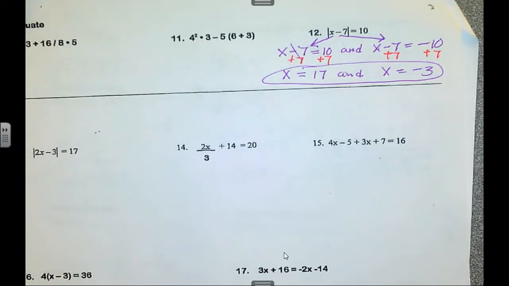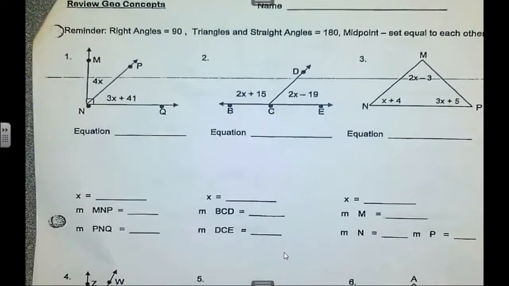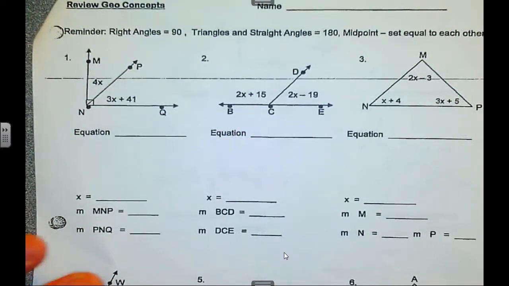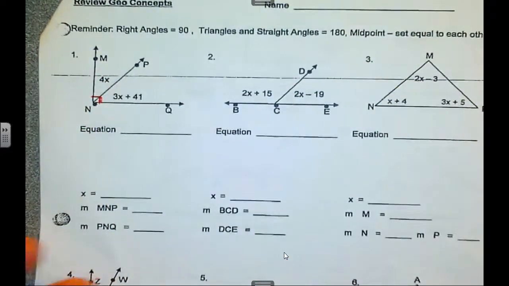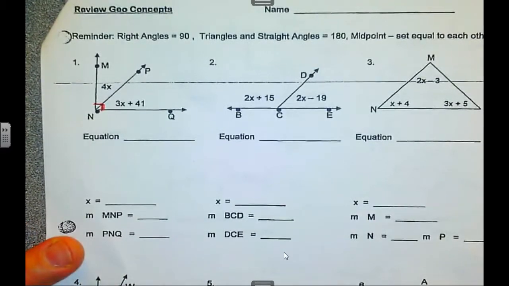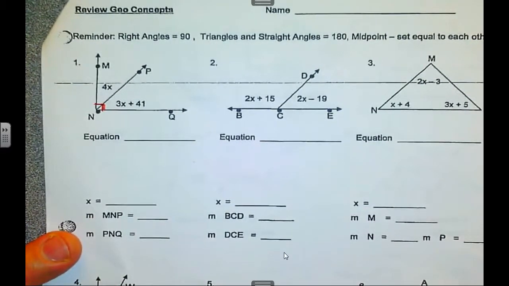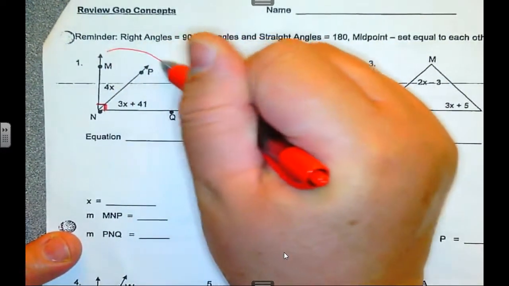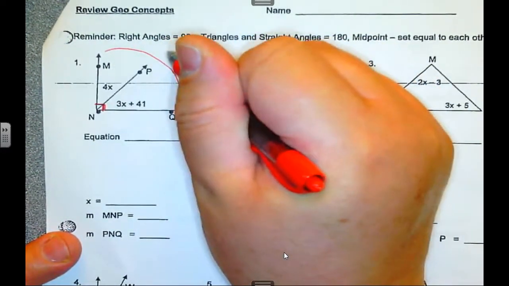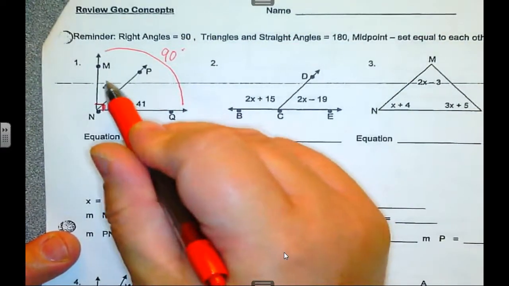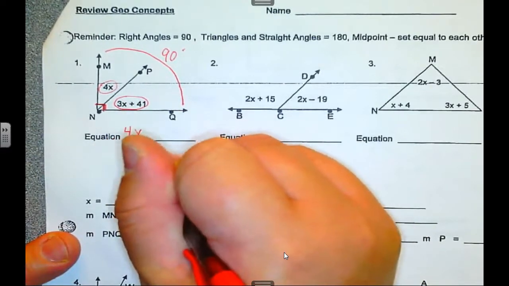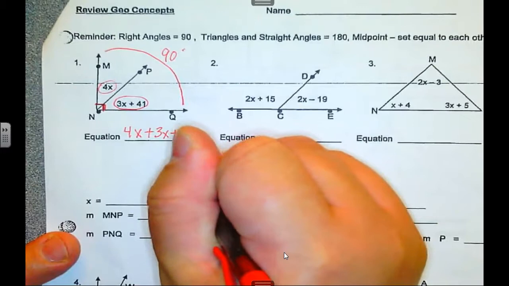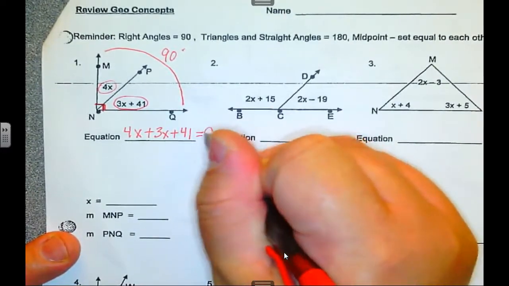Let's review a couple of the geometric concepts. Okay, page 3. Number 1, I have a right angle. So what's the measurement of the big angle? 90 degrees, right? This big angle is 90 degrees. So if I add up the two small ones, 4x plus 3x plus 41, it has to equal 90 degrees.